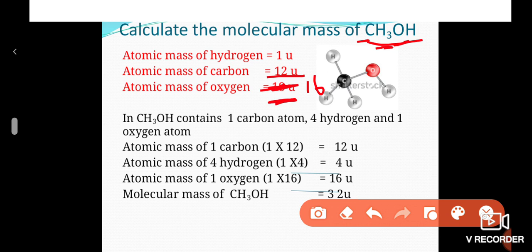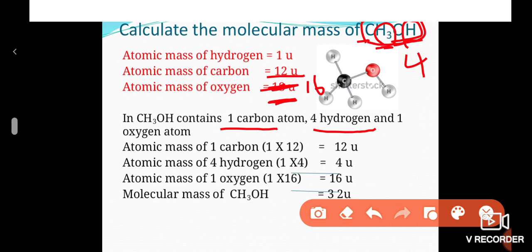Okay. In CH3OH, how many carbon atoms are there? Only one carbon atom. Hydrogen, here subscript 3 is there, isn't it? After that, one more hydrogen is also present in it. Totally how many hydrogen? 4 hydrogen. No need to consider any type of ions. We focus on atoms alone. Okay. So totally 4 hydrogen atoms.